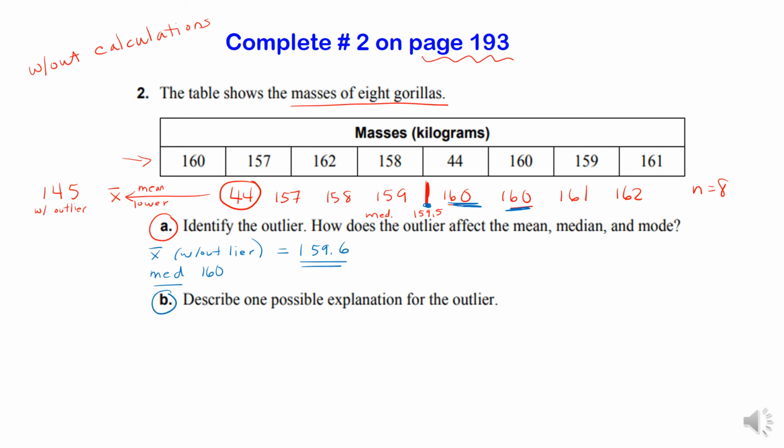Then they said, describe one possible explanation for the outlier. What could cause one of these gorillas to weigh 44? So think about that, and then maybe it's a baby.